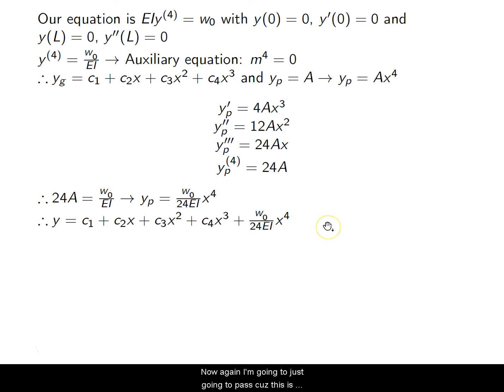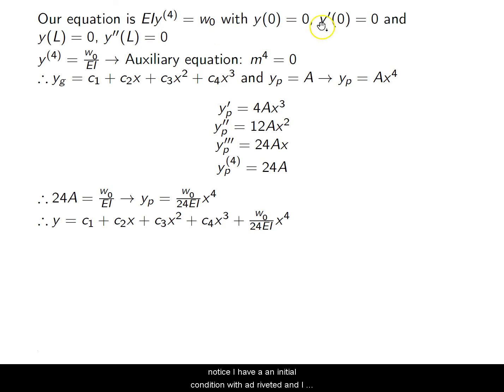Now, again, I'm going through this kind of fast because it's pretty basic. This should be one of the easier problems you guys have done. It's just that there's a lot of variables here and not a lot of numbers, right? So in order for me now to solve this, I have to go back and apply my boundary conditions, right?